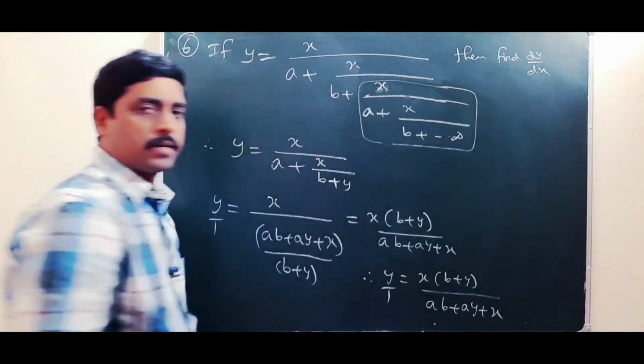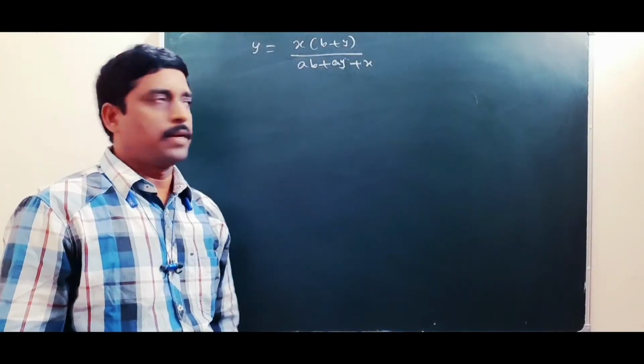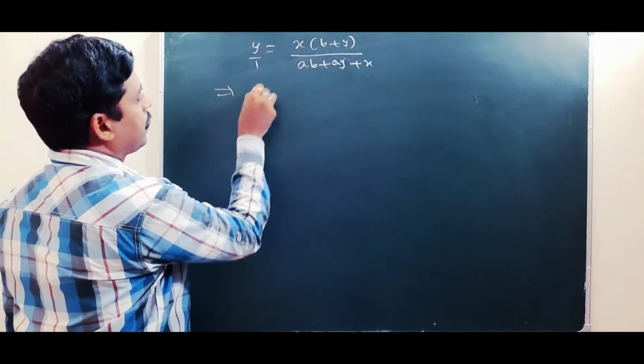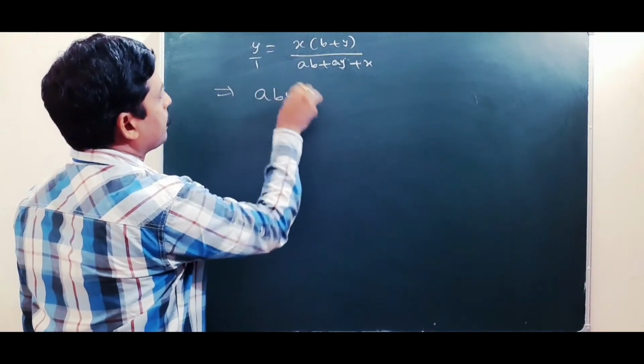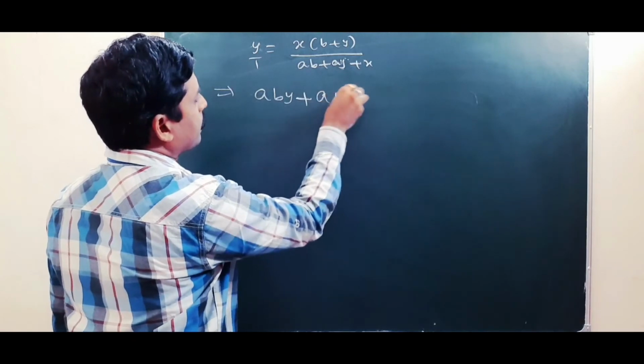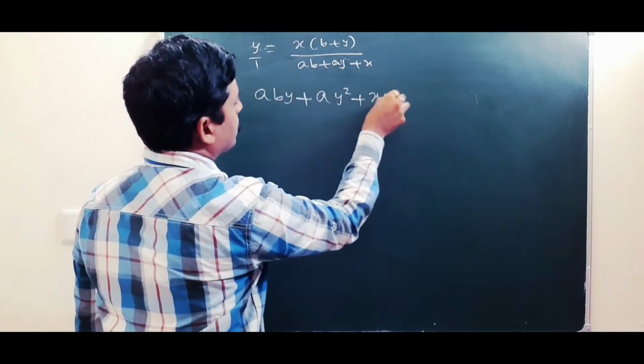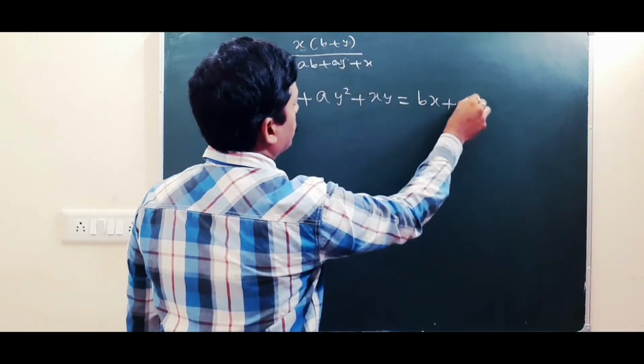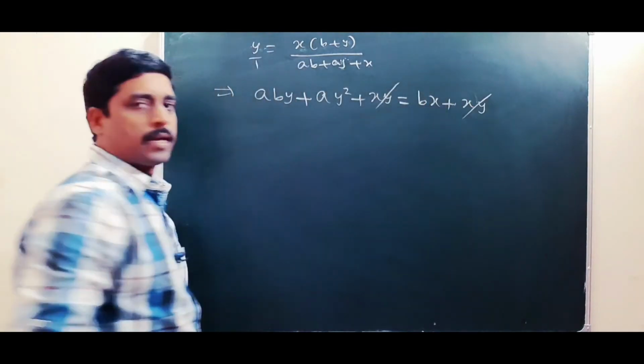Let us do cross product. This value will be aby plus ay square plus xy, and this will be bx plus xy. Both sides xy get cancelled.